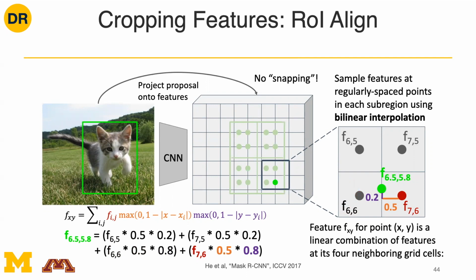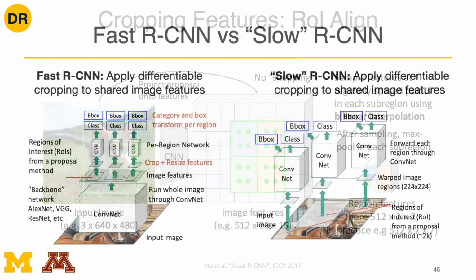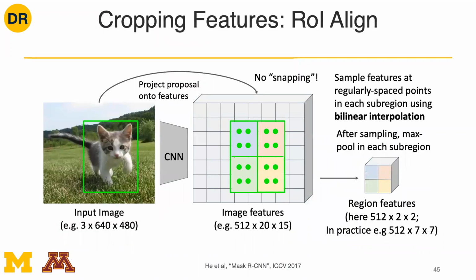Okay. So now you can go back and do your max pooling in each of these regions once you have constructed these features. And then you can use that for your region network to give you the class label and also the bounding box regression.